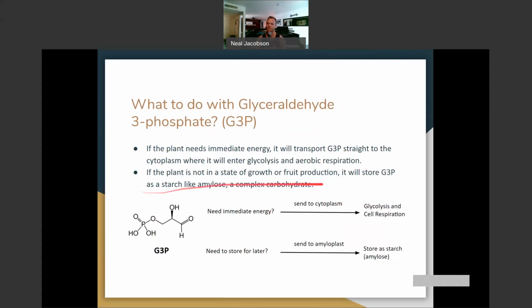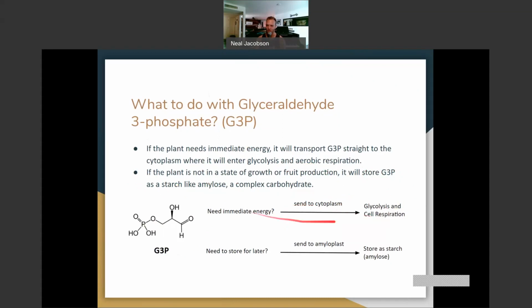Now, if the plant is not in a state of growth, or it's not making fruit or something, it might store that G3P as a starch. So remember, G3P will have to be isomerized into dihydroxyacetone phosphate, and then it'll be joined to another G3P, which will make fructose 1,6-bisphosphate. They'll remove a couple of the phosphate groups, turn it back into glucose. The glucose will then get dehydrated and turn into a polymer starch like amylose, a complex carbohydrate. I know that's a lot, right? I'd get it. It is a lot.